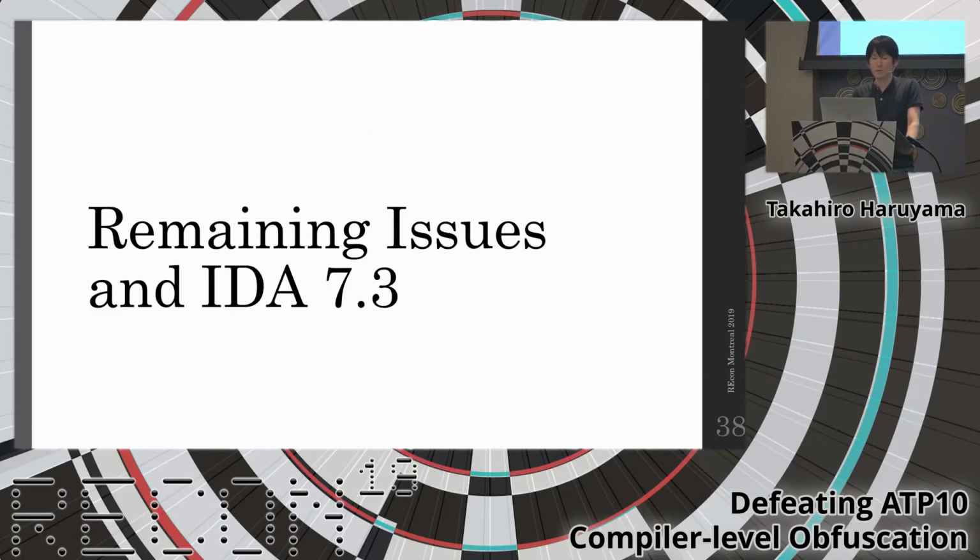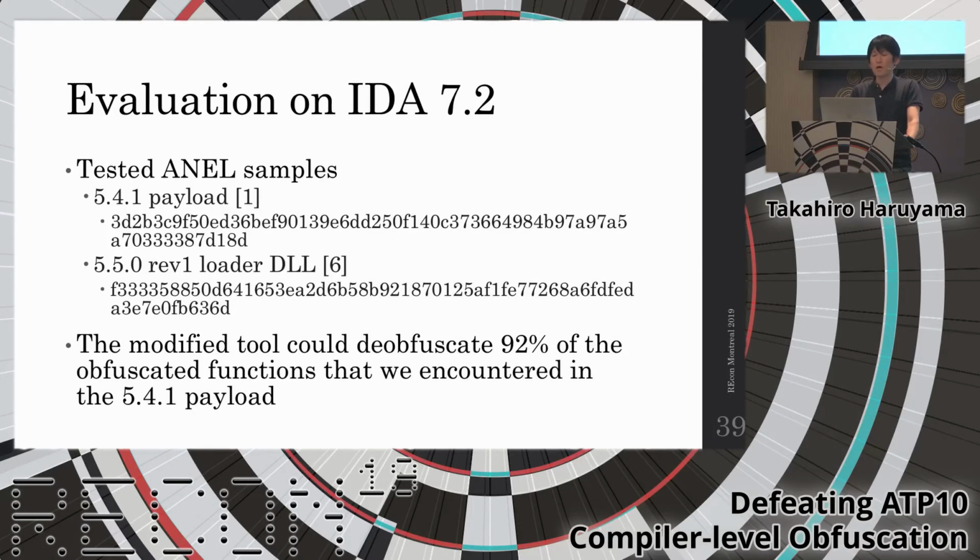I refer to the issues that I got when testing on IDA 7.2 and improvements on 7.3. I evaluated the implementation on IDA 7.2 by using two ANEL samples. One is version 5.4.1 payload, the other is version 5.5 loader DLL. The modified tool could deobfuscate 92% of the obfuscated functions that we encountered in the first sample.